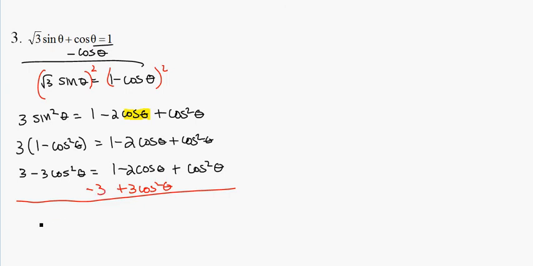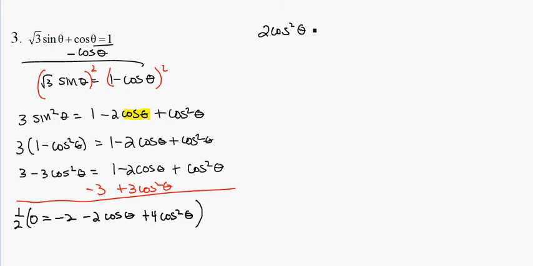So I get 1 minus 3, which is negative 2. That's also negative 2 cosine theta. And I add those two, I get 4 cosine squared theta. When I have a constant, I can get rid of a constant, never want to get rid of variables. Multiply this whole thing by a half. I'm just going to change the order too. So I get 2 cosine squared theta minus cosine theta minus 1 equals 0.